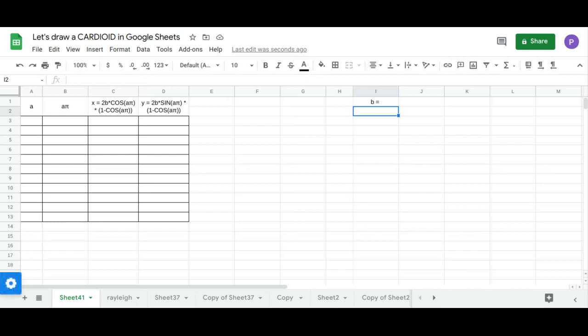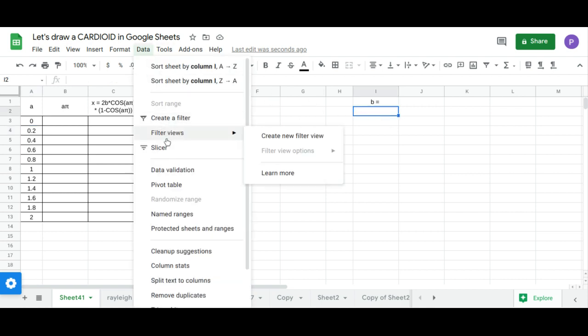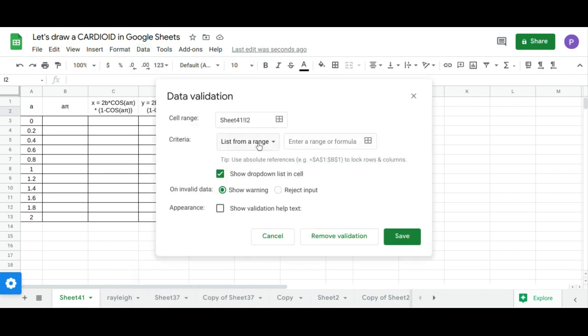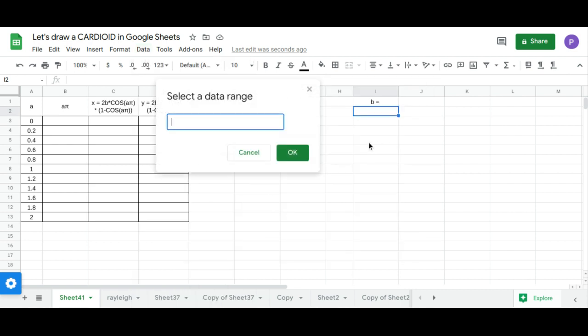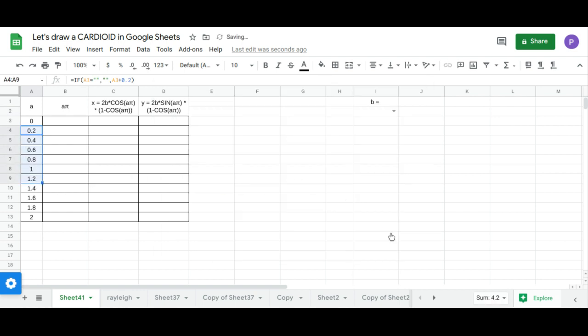Let's draw a cardioid in Google Sheets. Here we begin with the values of A, starting from 0 to 2.0. And our value for B will be data validation over the range from 0.2 to 1.2, and save.